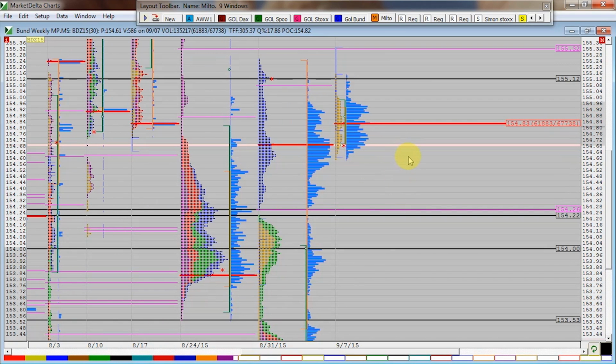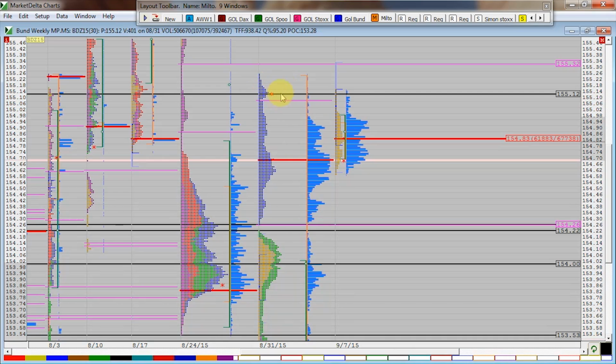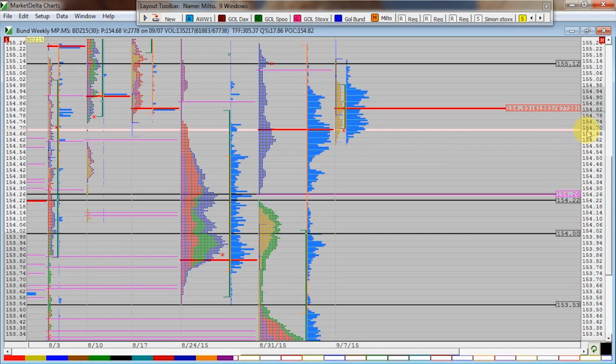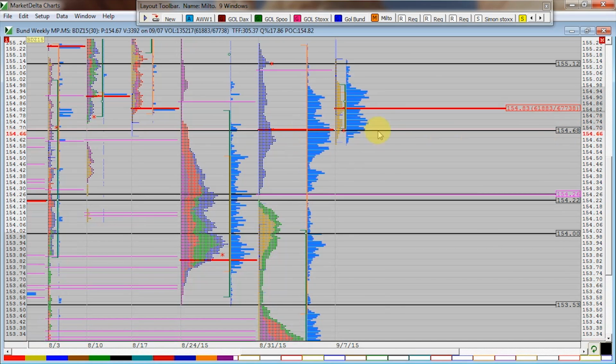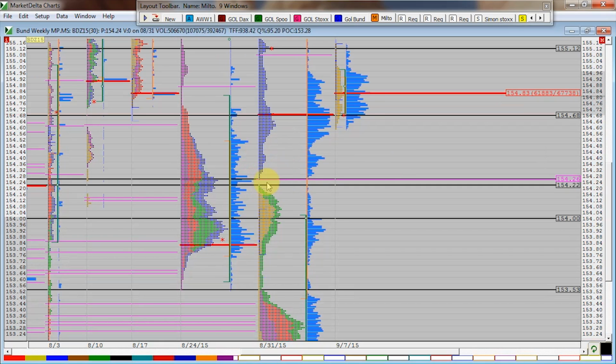But the really main areas to focus on, we've got the closing gap, which we filled already on Monday at 155.12s. This VPOC here at 154.68 seems to be holding the market up just a little bit in there. We've got the gap which was left on Friday between 154.26 to 22. So I'm assuming this area could be a decent area of support.